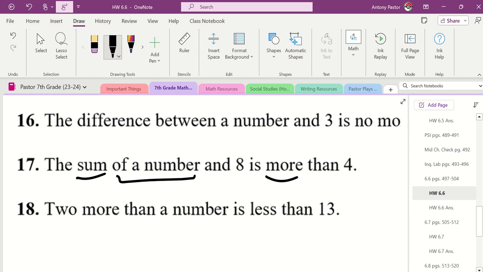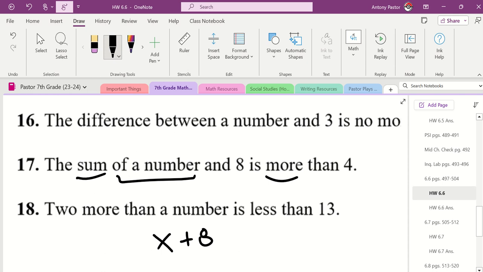So when you see "of a number," that means a variable. So what does the sum of a number and 8 mean? It's addition, because we said sum. So what is it? Let's pretend x is our variable. How would I write that? The sum of x and 8. What is that? x plus 8. Okay, hang on. So the sum of a number, we said a number would be x. The sum of a number and 8, so x plus 8, is more than 4.